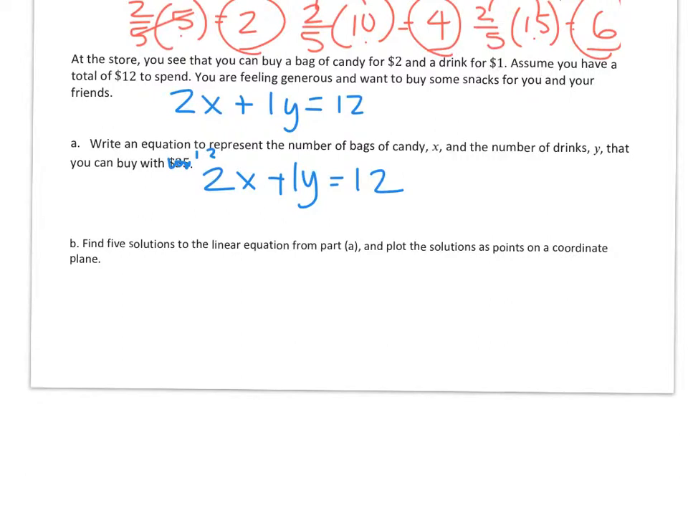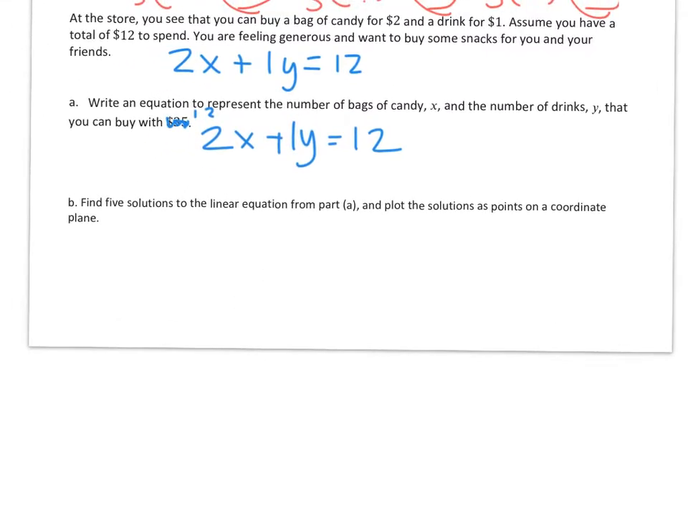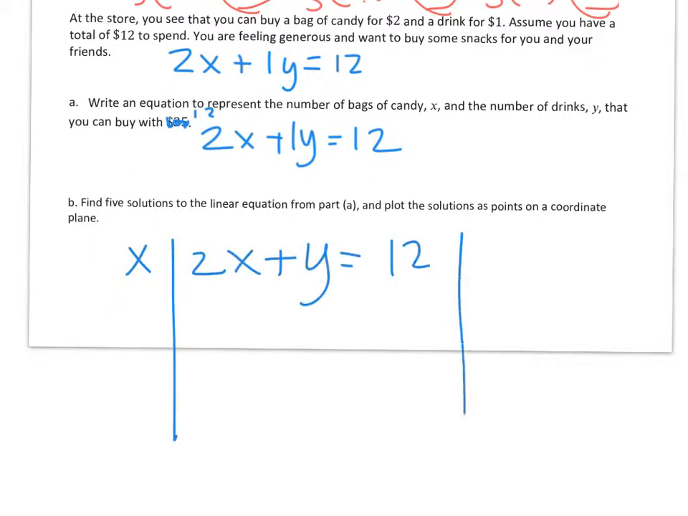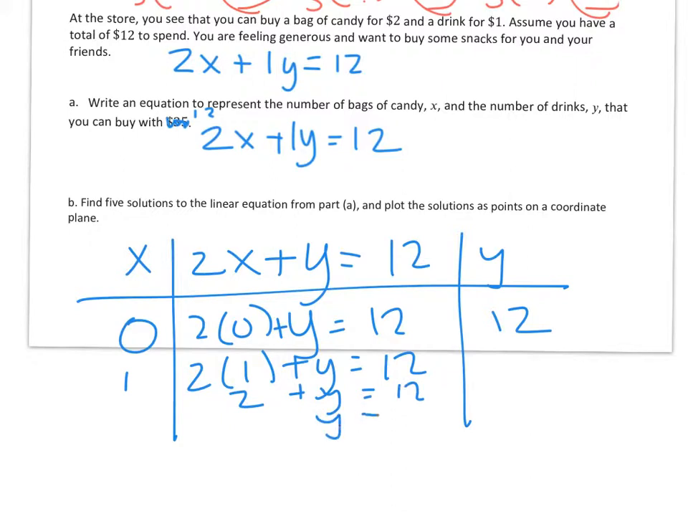Okay. So we're going to make ourselves a little table. X, 2x plus y equals 12, and y. What are we going to start with? 0. 2 times 0 plus y equals 12. Y equals 12. If I go to 1, 2 times 1 plus y equals 12. I get 2 plus y equals 12. Y equals 10 when I subtract the 2.